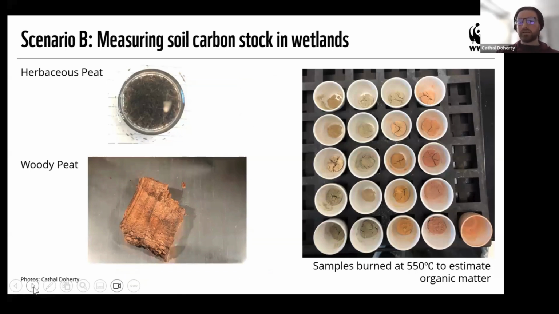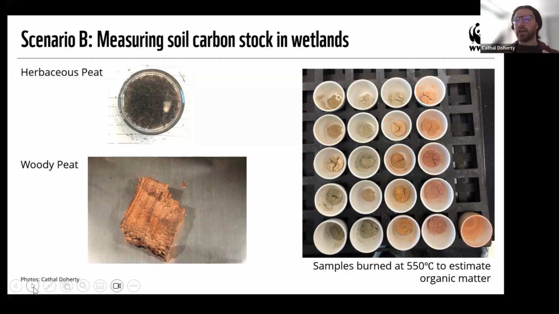So the photo on the right here, this is what the samples will look like after what's called a loss on ignition analysis. Starting from the bottom right and moving up, then to the bottom left in a zigzag fashion, you're going from the top of the core to the bottom of the core. By burning the samples, you can get a very accurate estimate for the organic carbon in a soil sample. On the bottom right here, you had very high organic carbon. And then you're moving into that clay material in the bottom left, and that would be much less organic matter and therefore much less organic carbon.